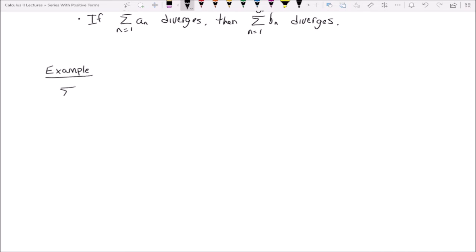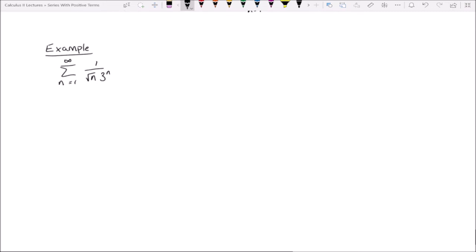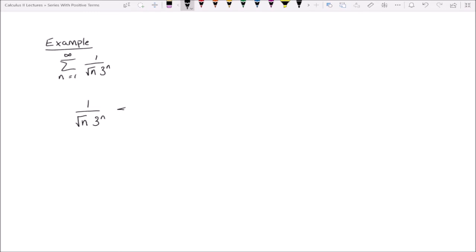Let's examine the series n equals 1 to infinity of 1 over the square root of n times 3 to the n. Now, notice that the term 1 over root n times 3 to the n would be less than or equal to 1 over 3 to the n, right, for all n larger than 1.